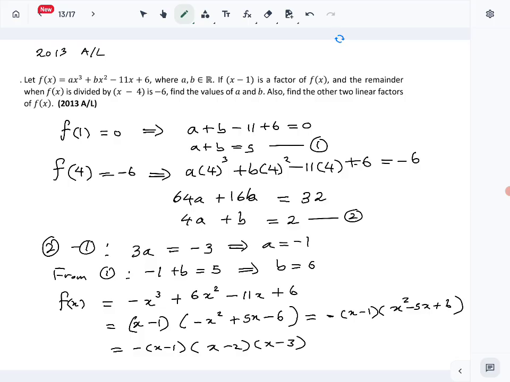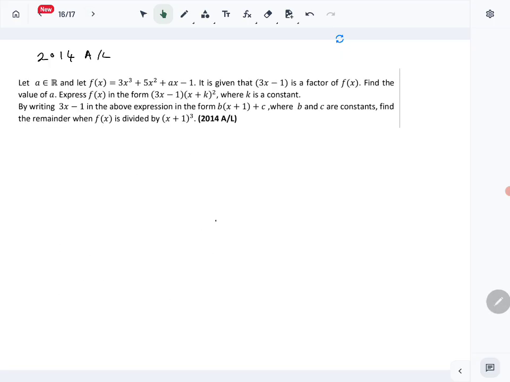Right. So that is the 2013 A-level question. Compared to the other years, this is an easy question, just a simple application of the factor and remainder theorem. Right. Then let's look at the 2014 A-level question.